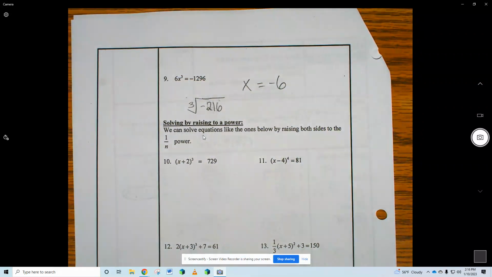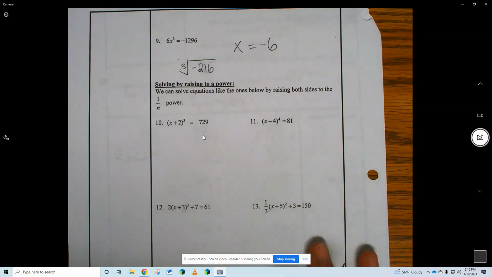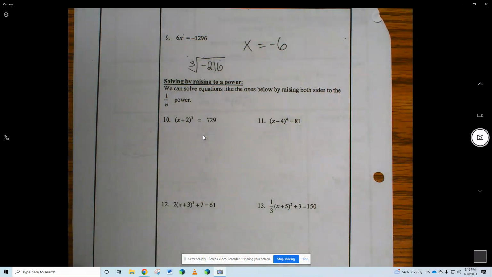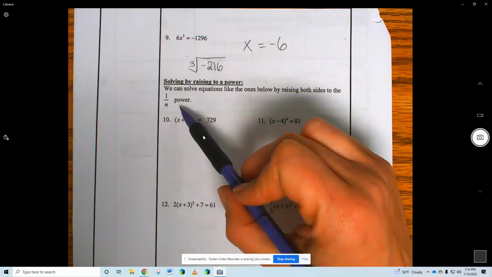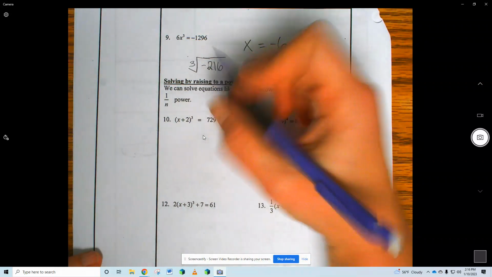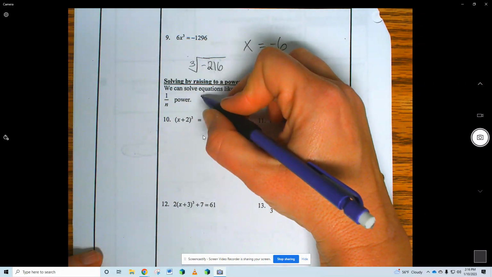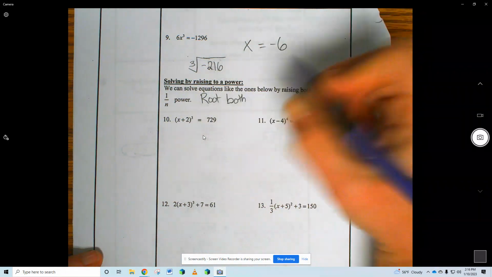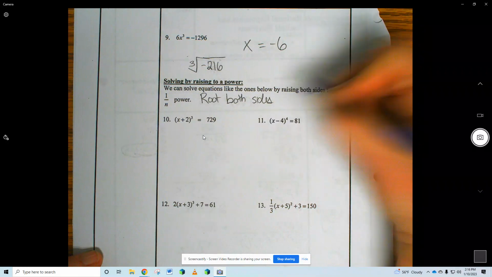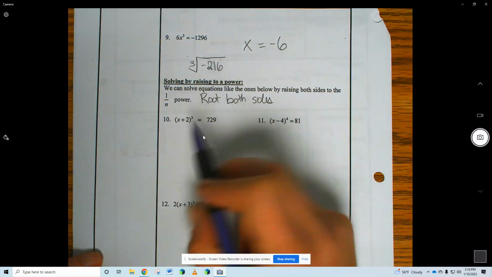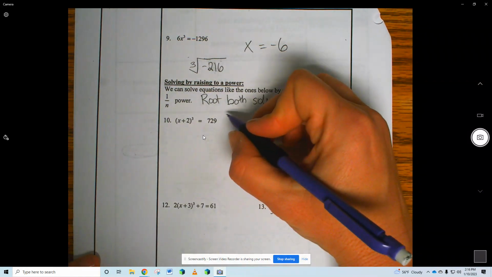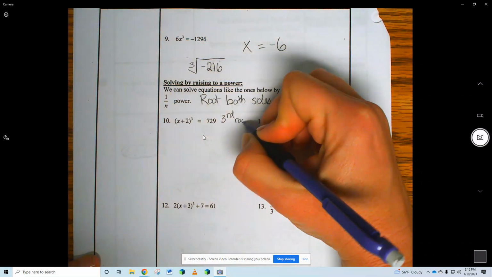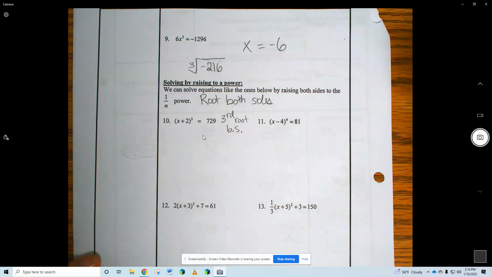All right. Next. What I want to do on this is root both sides. I think it's easier. So since this is to the power of 3, I'm going to cube root both sides. BS means both sides.